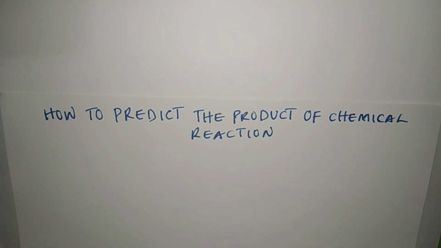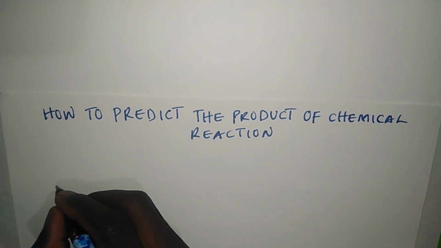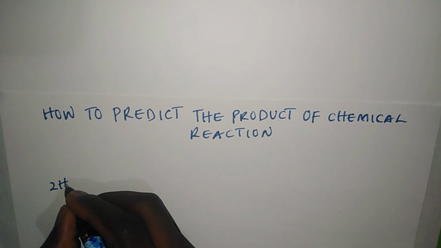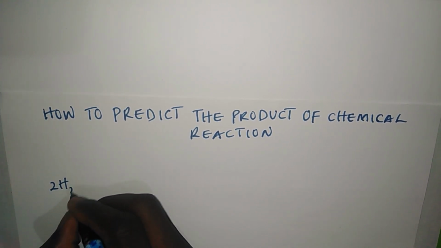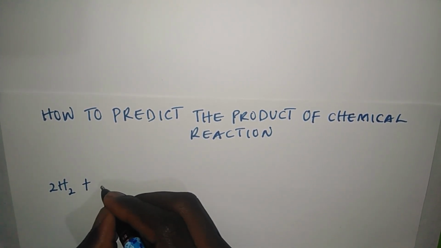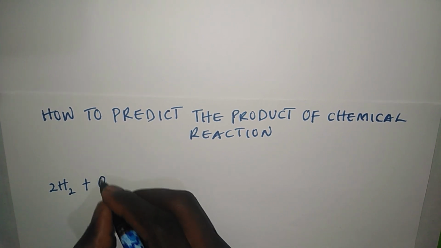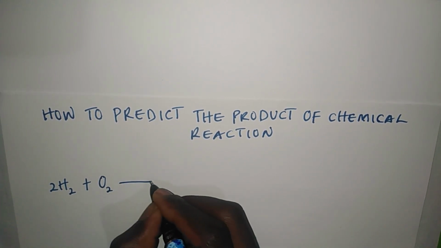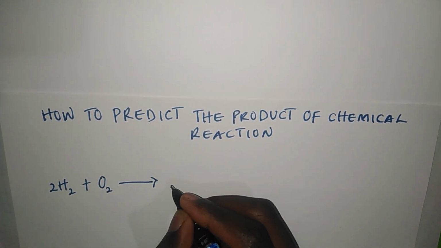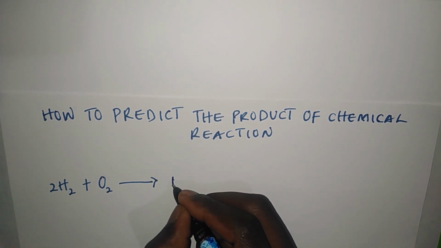For example, let's say we have two hydrogen reacting with oxygen. Now, the product will be water, of course.